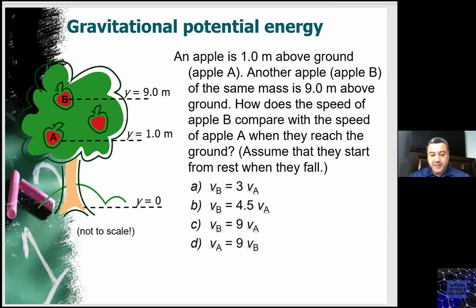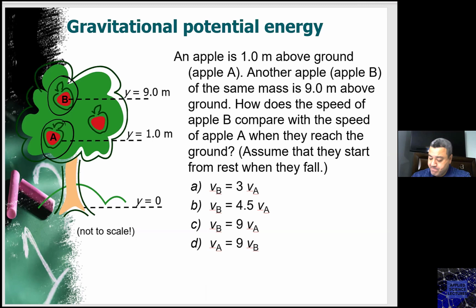Now let's look at this example. In this example, we have an apple that is 1 meter above the ground, call it apple A, and apple B that is 9 meters above the ground. So my reference here is the ground. How does the speed of apple B compare with the speed of apple A when they reach the ground? So we need to calculate the ratio between both velocities once they reach the ground. Assume that they start from rest when they fall.